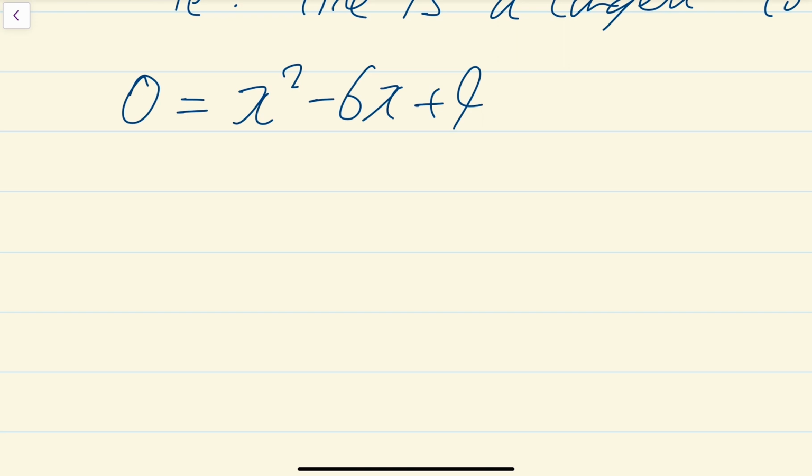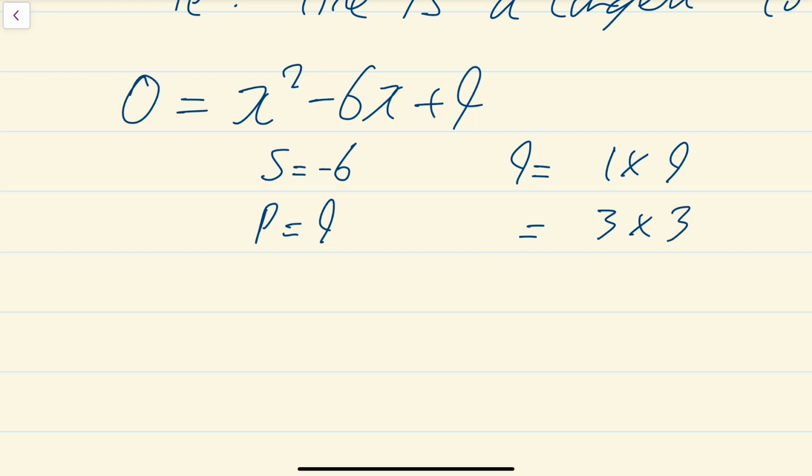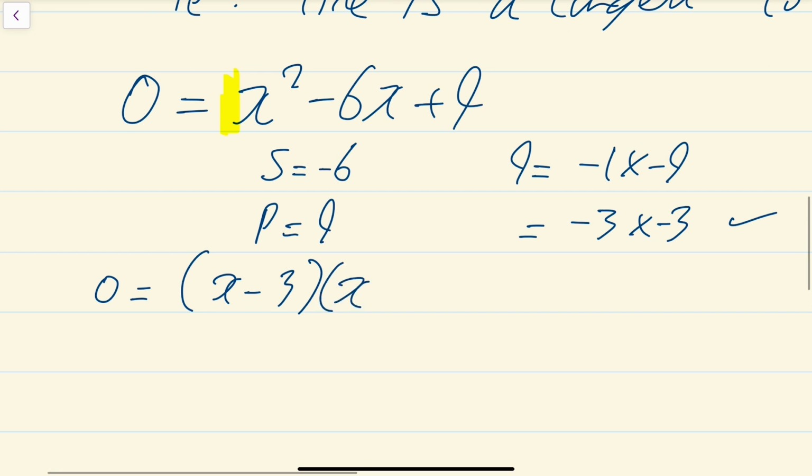Now, you should be able to see that factorizes to be x minus 3 all squared. But if you don't see that, just do your sum and product. Sum is equal to minus 6. Product is equal to 9. 9 could be 1 times 9. It could be 3 times 3. But neither of those are going to add to give minus 6. We'll change them both to be minus. And then minus 3 and minus 3 work. And because the coefficient of x squared is just 1, you can just jump to your factorizing. Factorized version, it's x minus 3 times x minus 3, which is just the same as x minus 3 squared.